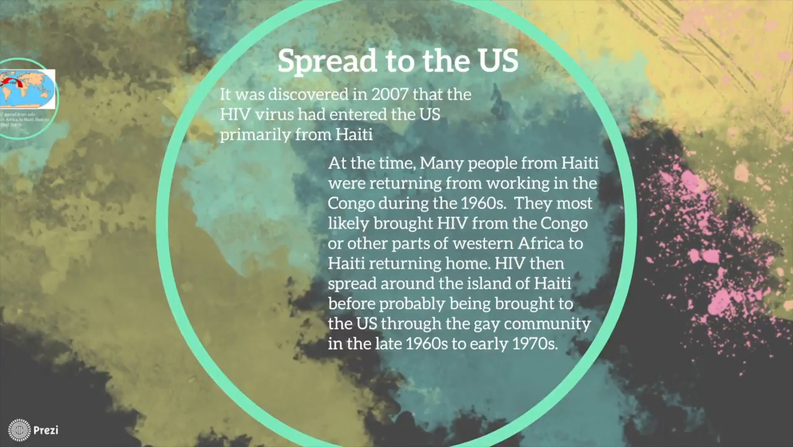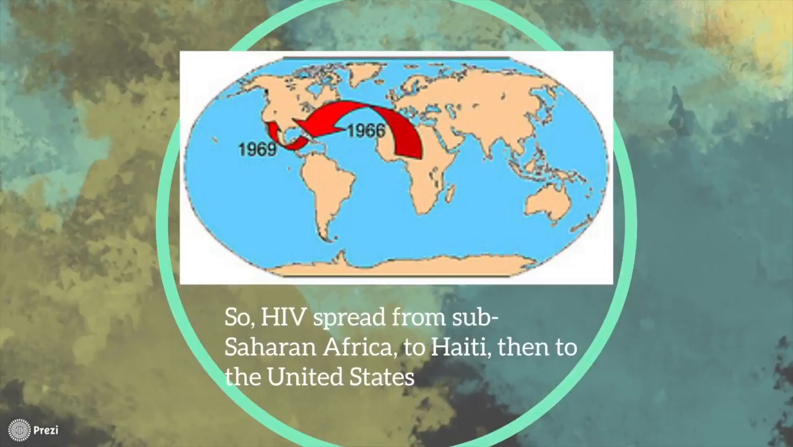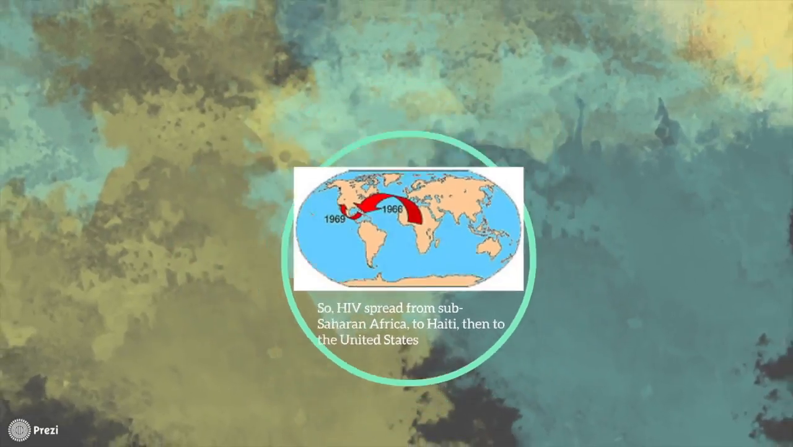It was discovered in 2007 that HIV had entered the US primarily from Haiti. At the time, many people from Haiti were returning from working in the Congo during the 1960s. They brought HIV from the Congo or other parts of Western Africa to Haiti. HIV then spread around the island of Haiti before probably being brought to the US through the gay community in the late 1960s to early 1970s. So HIV spread from sub-Saharan Africa to Haiti, then to the United States.